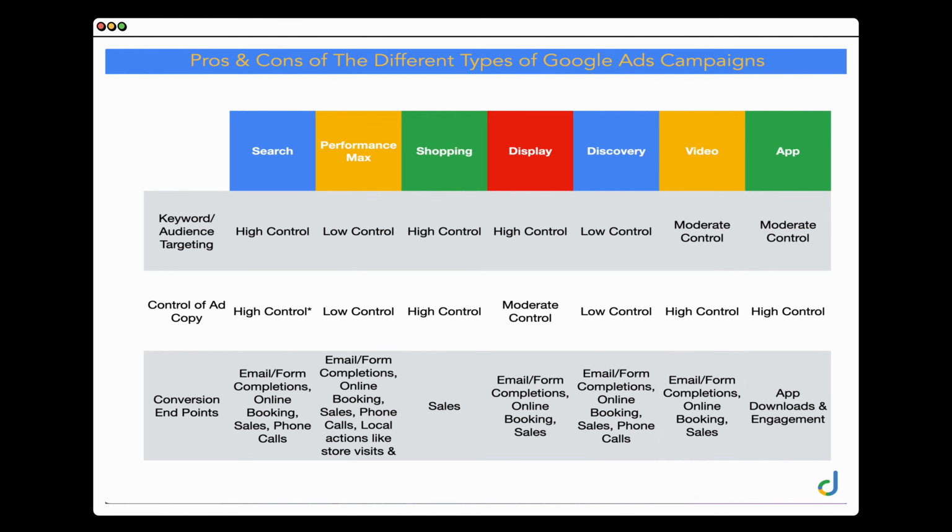And then finally, the app. With the targeting, you've got moderate control. Over the ad copy, you do have a high control because obviously it's marketing your own app.